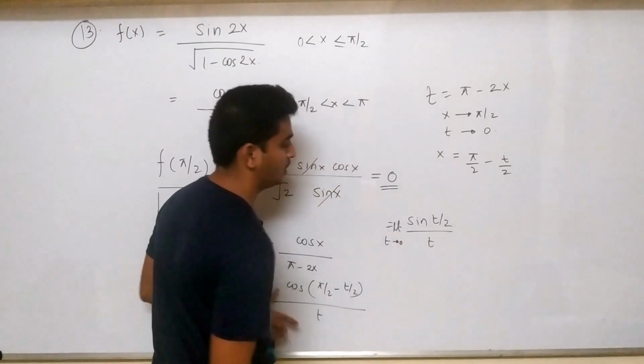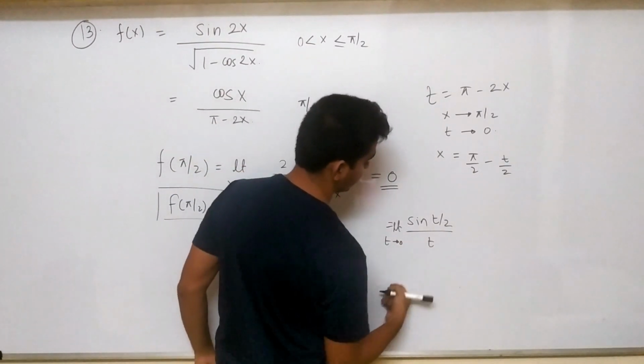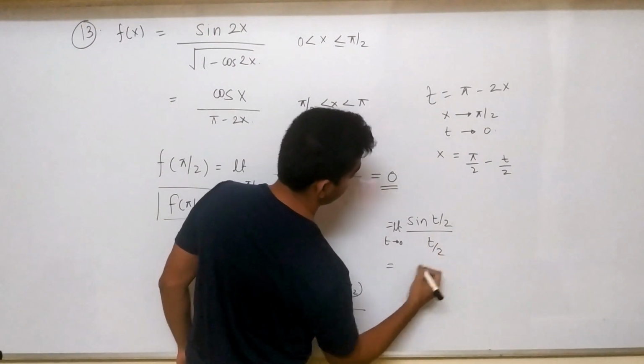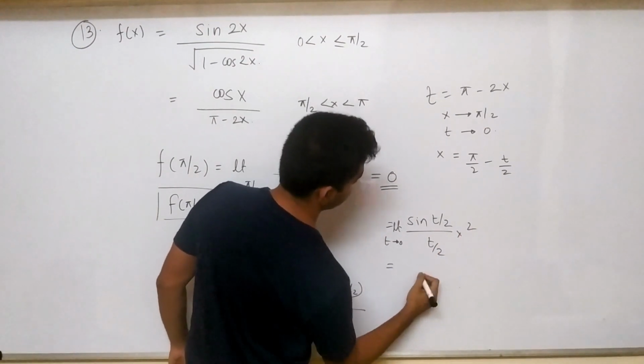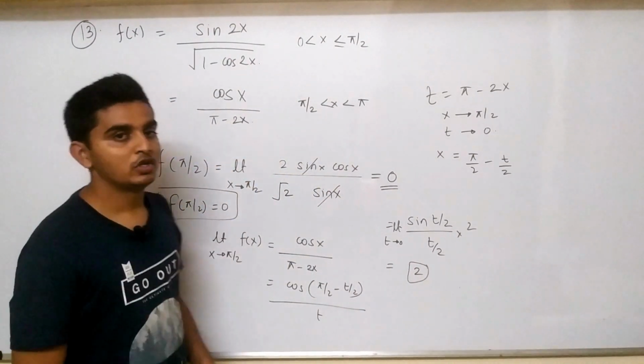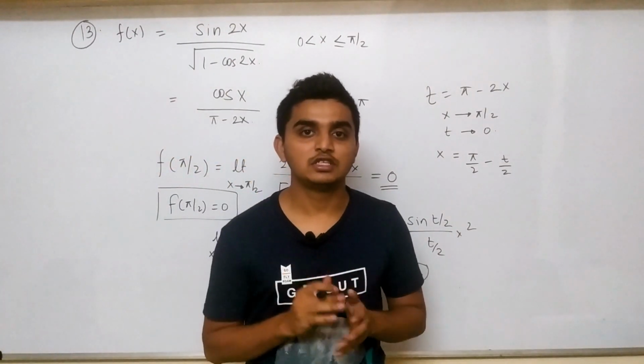0. You don't need to write it every time, but just for your understanding purpose I am writing. So this you can divide by 2 and then you can multiply by 2. So your answer is 2 in this case, which is not equal to 0. So you can see that this function is discontinuous.